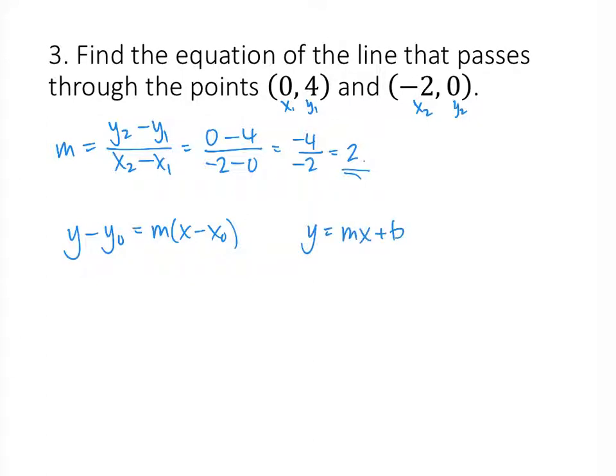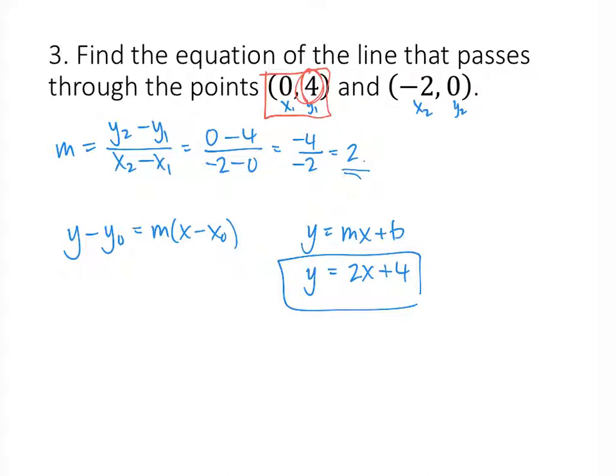Because if we're paying attention and we notice, this point here, 0, 4, that is the y-intercept. That point is on the y-axis, and so that means that the b for my function is 4. And so I can just fill in the information. I know the slope is 2, and I know the b is 4. So my line is y equals 2x plus 4.